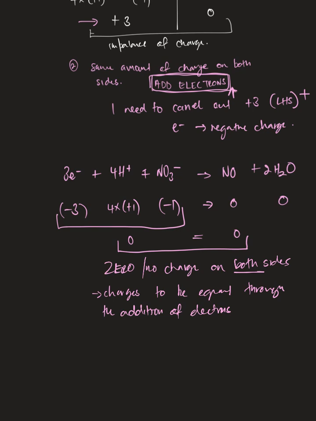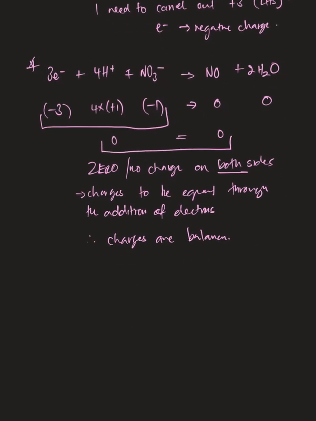Right, so once that's sorted out, I can say the charges are balanced. And we put a pin in that. So that's what the first equation looks like so far. So the new reduction half reaction is 3 electrons plus 4H plus ions plus NO3 minus gives me NO plus 2H₂O, and that is what we call a balanced equation. Makes sense?